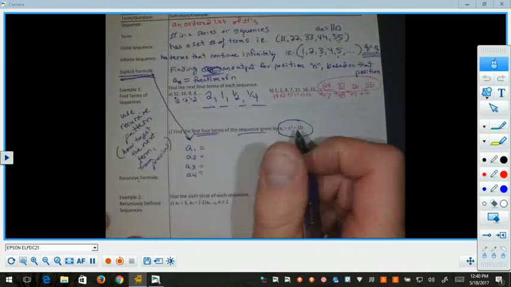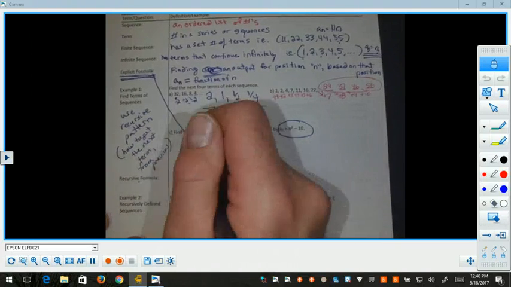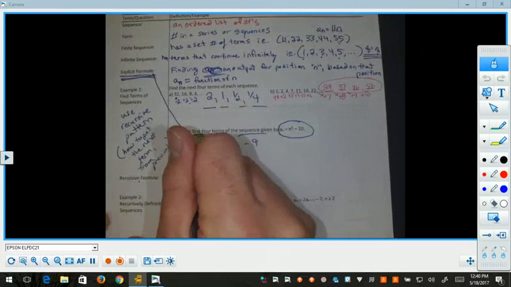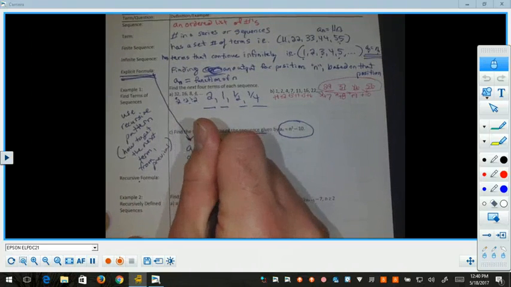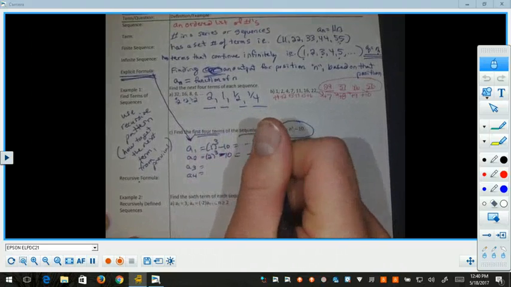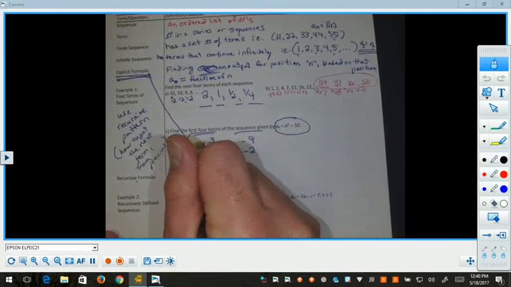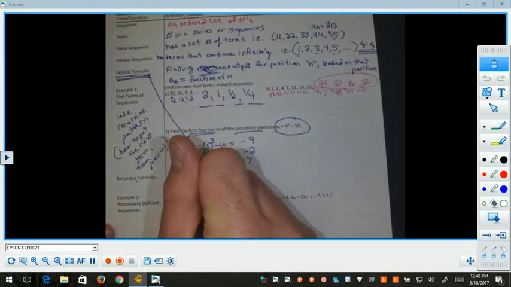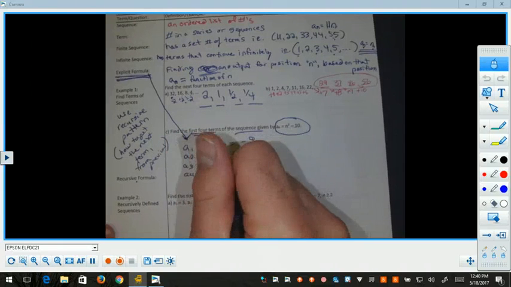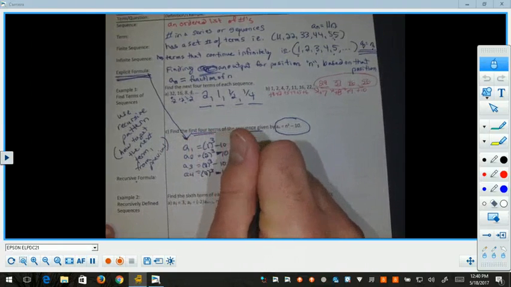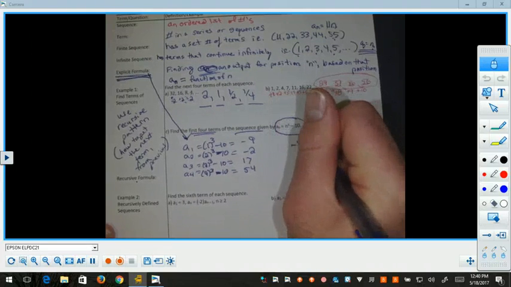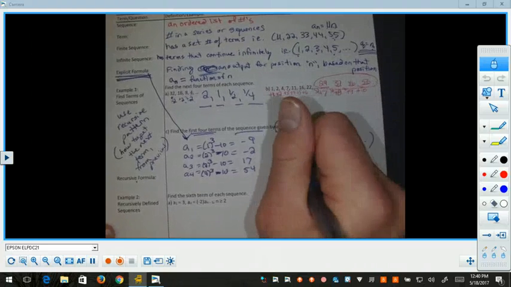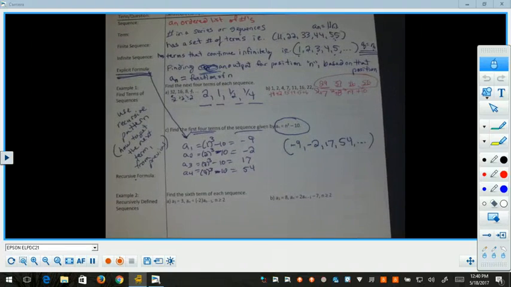A sub 1 is going to be found by plugging in position 1 into the formula. 1 cubed is 1, minus 10 is negative 9. 2 cubed is 8, minus 10 is negative 2. 3 cubed is 27, minus 10 is 17. And 4 cubed is 64, minus 10 is 54. So the first 4 terms are negative 9, negative 2, 17, 54. Those are the first 4 terms of this sequence.